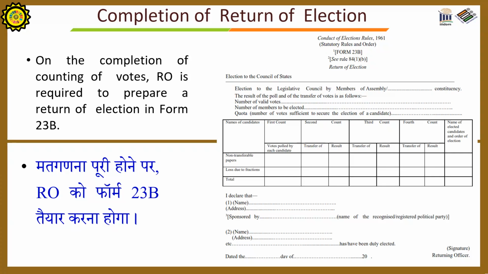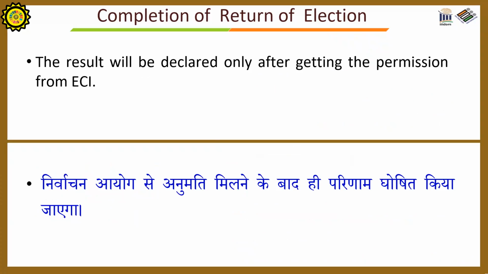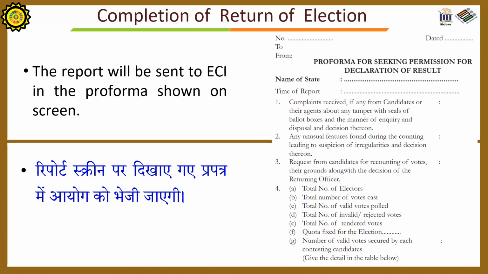On the completion of the counting of votes, the returning officer is required to prepare a return of the election in Form 23B, which is shown on the screen. The result will be declared only after getting the permission from the Commission. The report will be sent to the Commission in the proforma as shown on the screen.